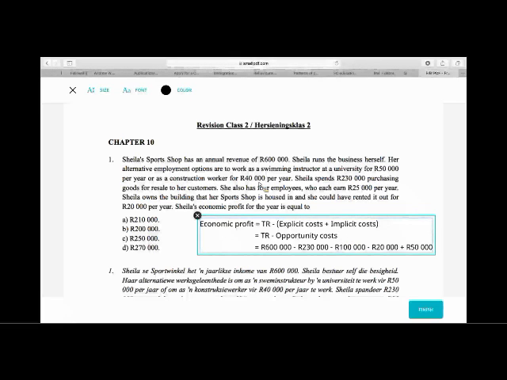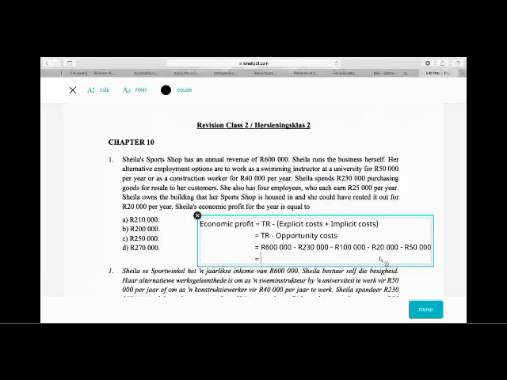So the trick to this question is knowing that she had 2 alternatives available to her instead of starting the sports shop. So the only one that actually counts as an implicit cost is the highest valued one. If we want to figure out what the skills that she possesses are worth, it has to be valued according to that opportunity which gave her the most income. So the only value that we take away in terms of salary foregone is the swimming instructor salary. Okay, so that was meant to be a negative because it's a cost.